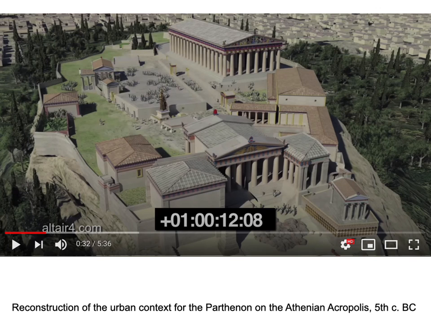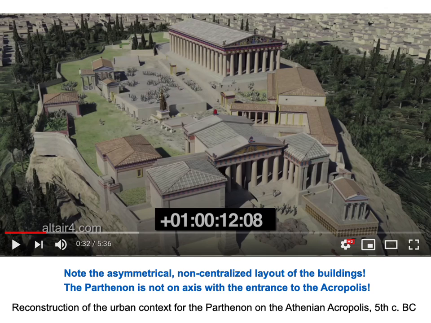This is a reconstruction of the urban context for the Parthenon on the Athenian Acropolis. Note the asymmetrical, non-centralized layout of all of the buildings on the Acropolis, with the exception of the Propylaea, the gatehouse to the Acropolis, which was on axis with a great staircase leading from below. The Parthenon, notably, was not on axis with the entrance to the Acropolis.